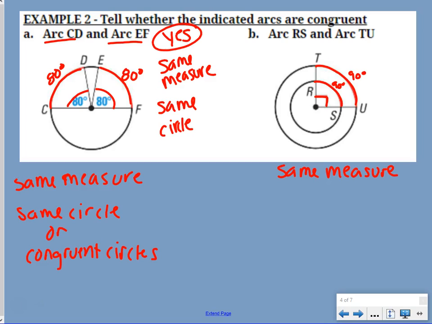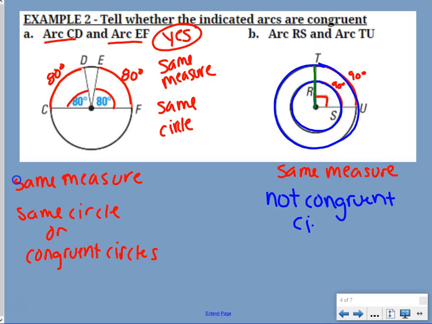However, they do not come from the same circle, so we need to know, does this circle have the same radius as this circle? And as you can see, they do not. This circle has that radius, but then for the second circle, it extends farther out, which means the radius is not the same length, so not congruent circles, which means we can say no, they are not congruent.